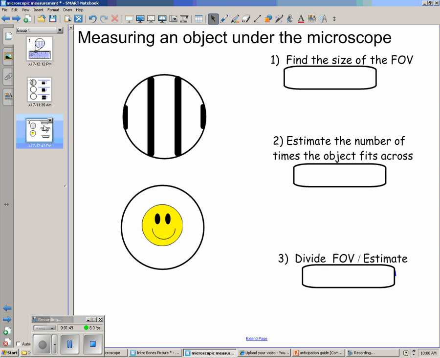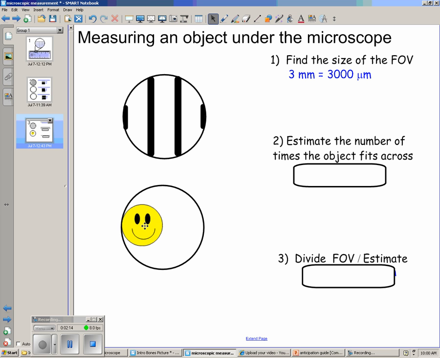Well, what if we have an object and we don't have the lines there? So here we would find the field of view, 1, 2, 3. All right, it would actually be 3,000 micrometers. And then you're going to estimate the number of times the object fits across. So here we can actually move the smiley face, but you would estimate by looking at it and see how many times can I fit the smiley face across this field of view? So here would fit 1, about 2 times. You'd have to estimate that, obviously, without moving the smiley face or your specimen, but you can do it looking through the microscope. So we could estimate that it would fit across 2 times.